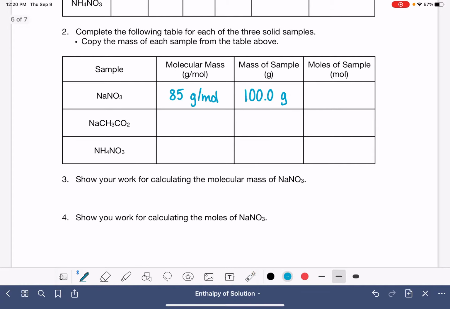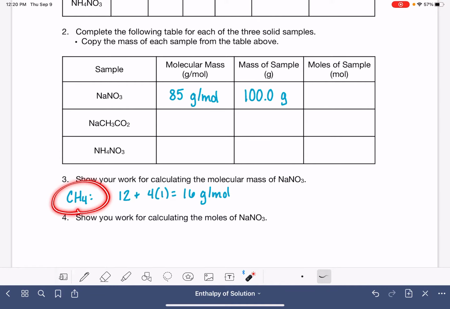That would simply mean, let's just say that we were doing this for CH4. That would mean that we would say 12 for the carbon atom and 4 times 1 for the hydrogen atoms. That would be 16 grams per mole, something along those lines. Obviously not with this, because this molecule is not one of the ones that we're working with in this experiment. And then we're going to use the molar mass and the mass of the sample to calculate the moles of the sample.